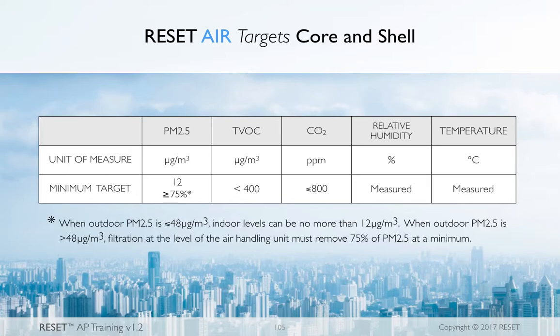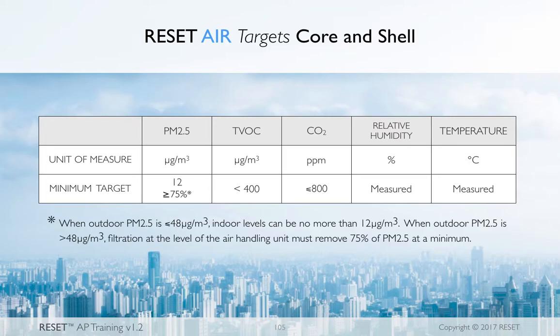Now, I want to address one other thing that you're probably seeing on this slide, which is this asterisk under PM 2.5, under our minimum target for core and shell. When outdoor PM 2.5 is less than 48 micrograms, indoor levels basically can only be 12. That is a given. That is something that must occur.